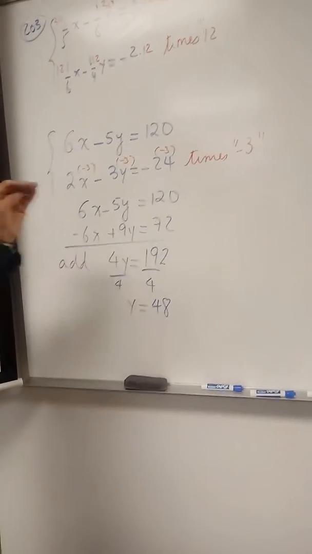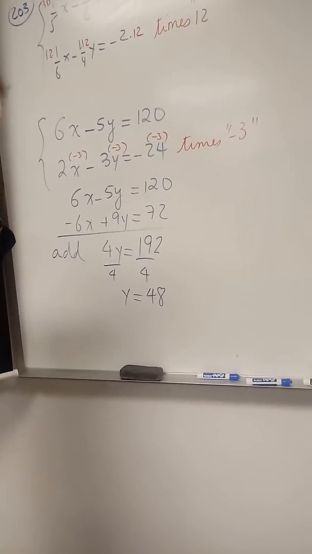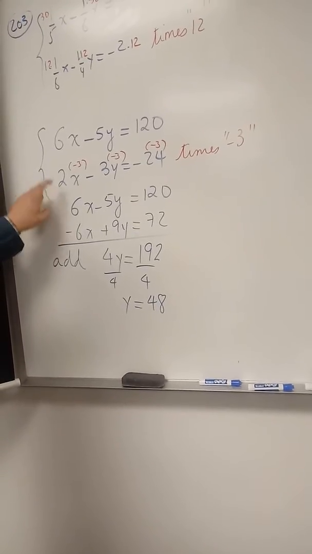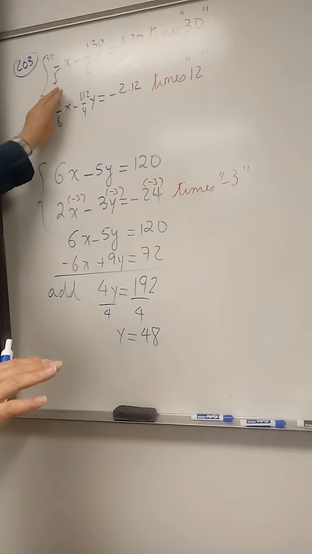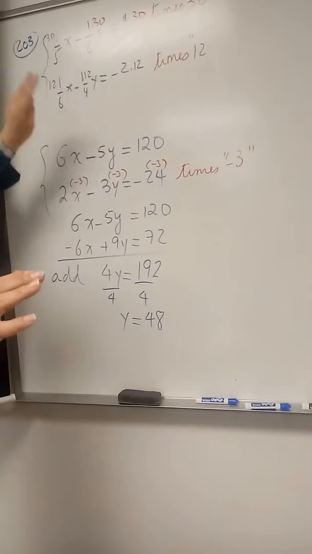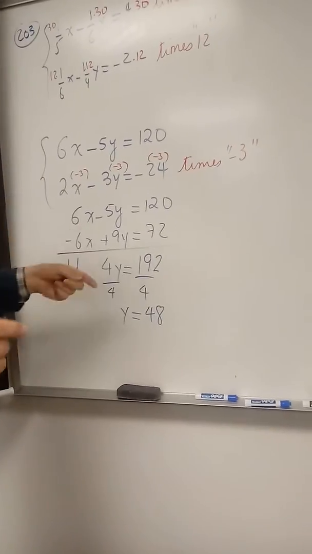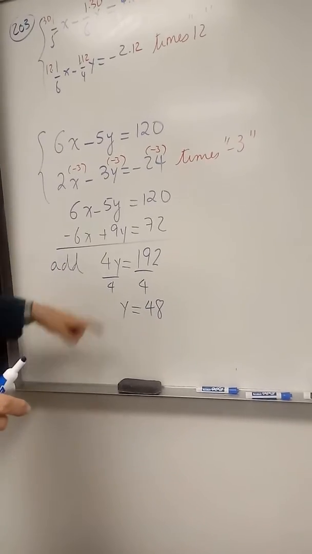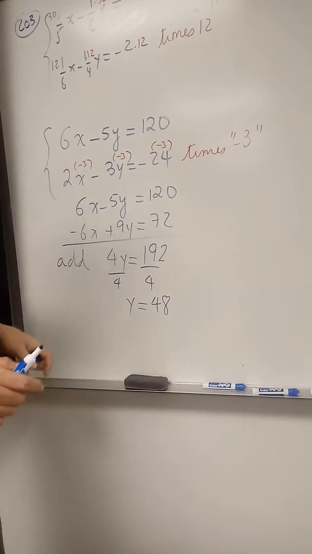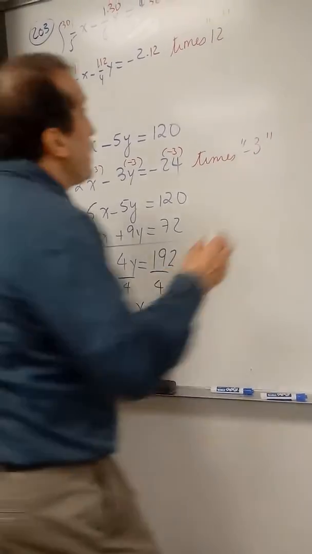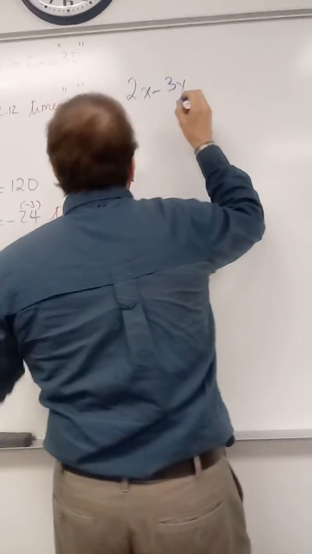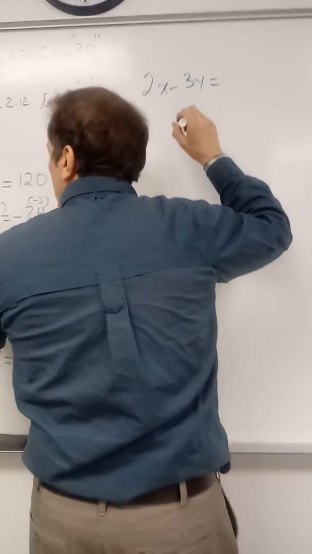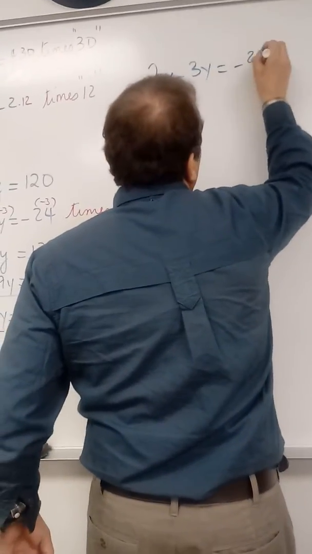We have so many places we can substitute y equals 48, and we have 6 equations. These two, and these two. I don't want to substitute in the original equations. I usually want to, but they have fractions. We could, but let's substitute in another equation. We want to solve for x. Let's substitute in this equation, okay? 2x minus 3y equals negative 24.